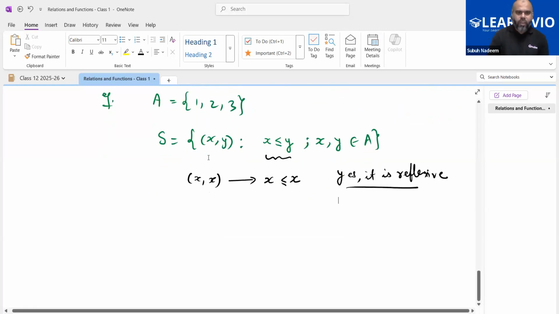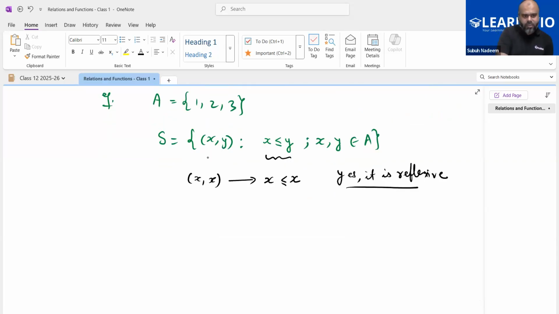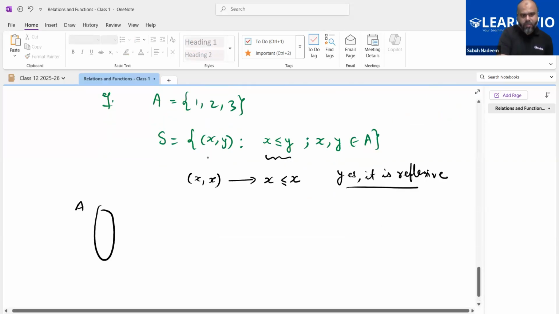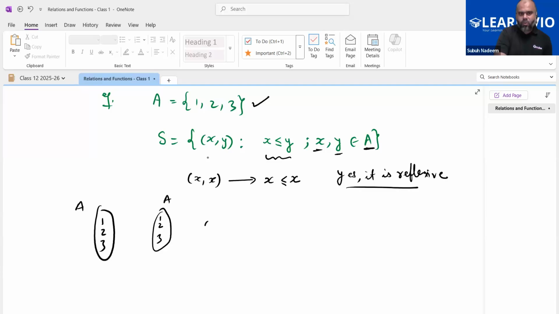Because what we are doing here is, this is set A, which has the elements 1, 2, 3. We are taking X from A, and Y is also taken from A. So this other set Y is also from A. X, Y both belong to A.